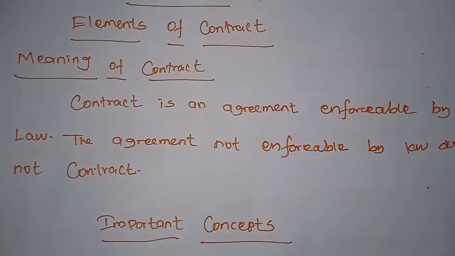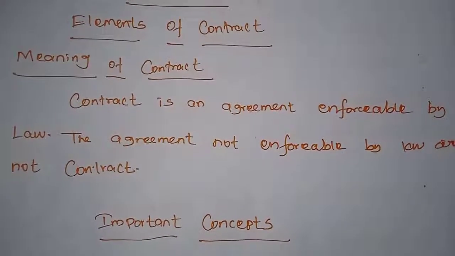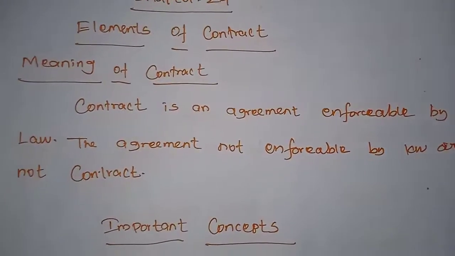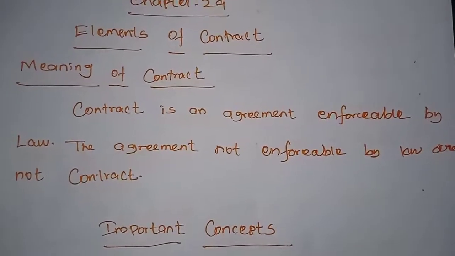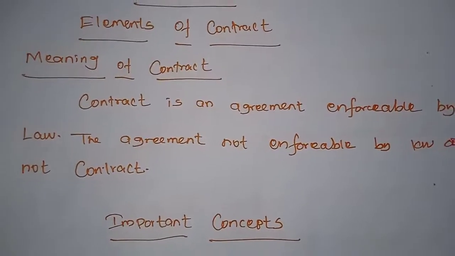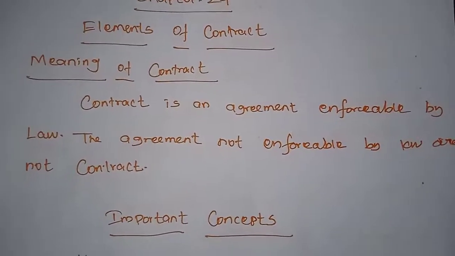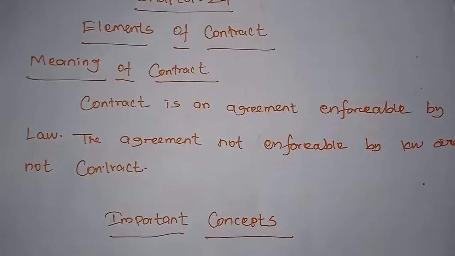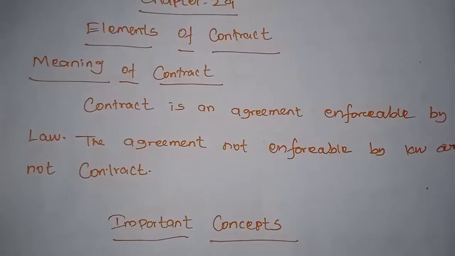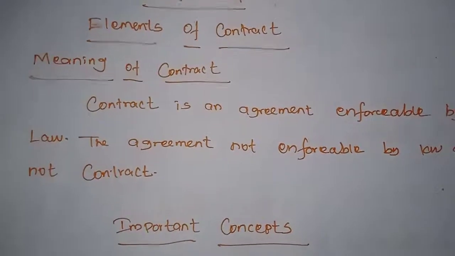So a contract is an agreement enforceable by law. If there is an agreement among two or more people and the agreement comes into effect and is enforceable by law, that is considered a contract. The agreements not enforceable by law are not contracts. So if any agreement comes into effect in our life with the help of the law, it is considered a contract.